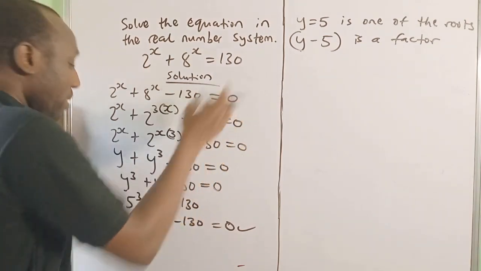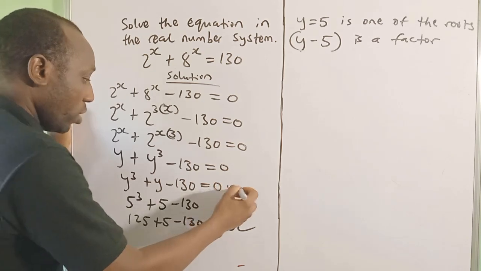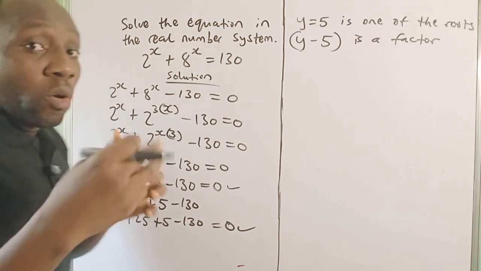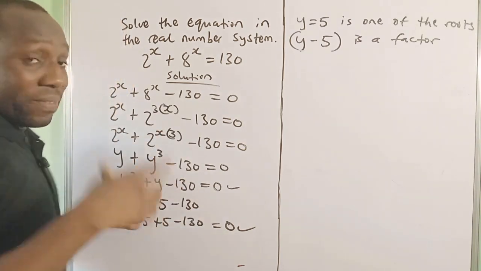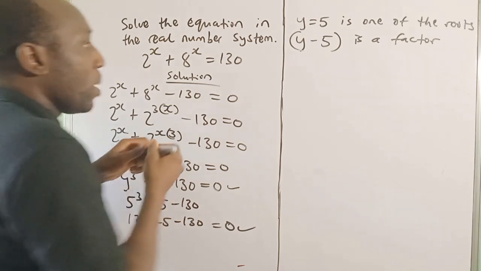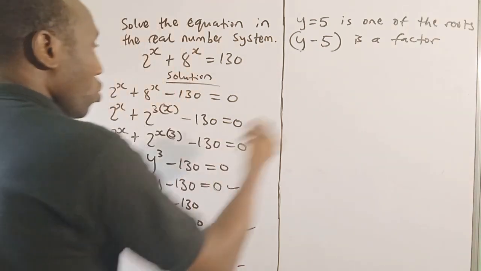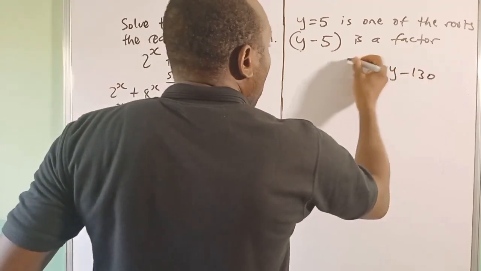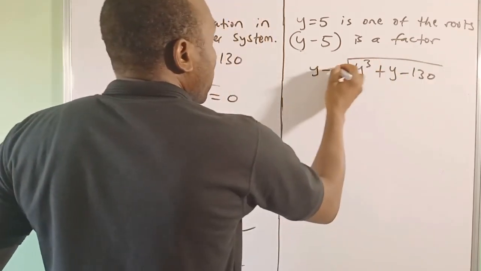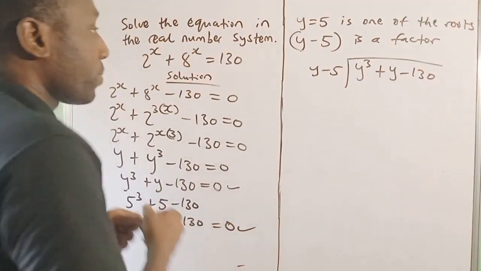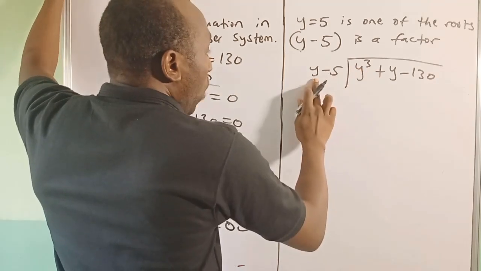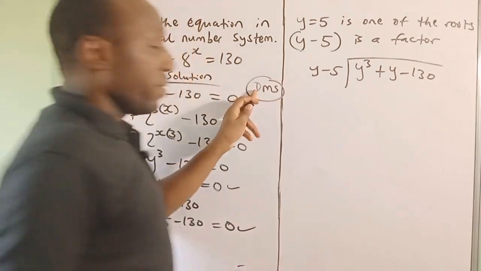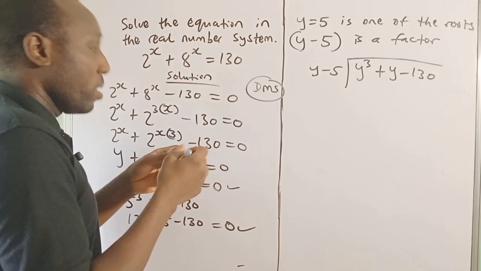So we want to divide this cubic equation by y minus 5, and let's see what that will give us to get the other roots or the other factors. Of course, we can get the root from the factors. So I'm going to divide y cubed plus y minus 130 by this factor, y minus 5, to get the other factor. So let's divide this now. I'm going to use DMS. That's divide, multiply, subtract. That's going to be the flow.